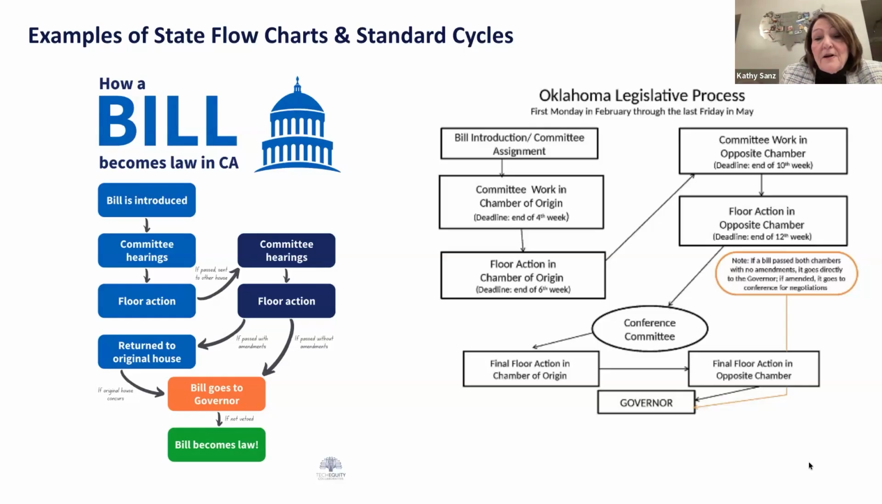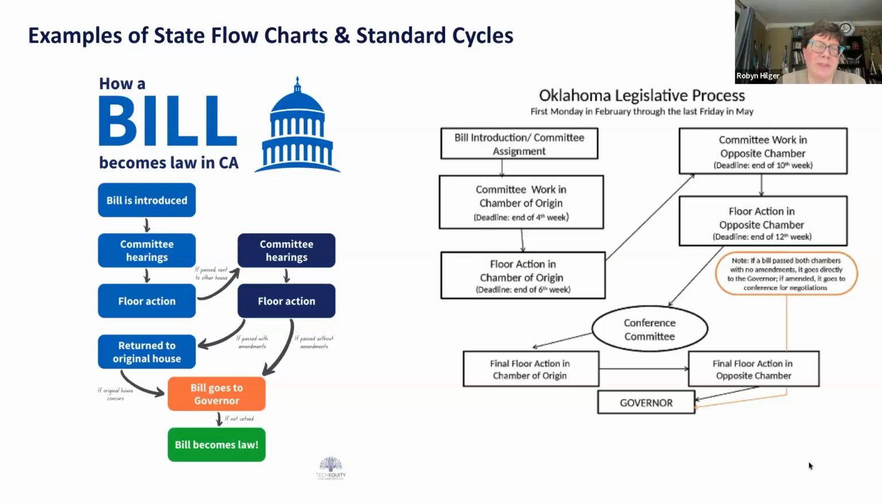Then if the governor chooses to veto the bill, which does happen, it does not become law unless each chamber has a 2/3 vote to override the veto. So a veto can be overridden, but it's very difficult to do because it has to be overridden in both the House and the Senate.